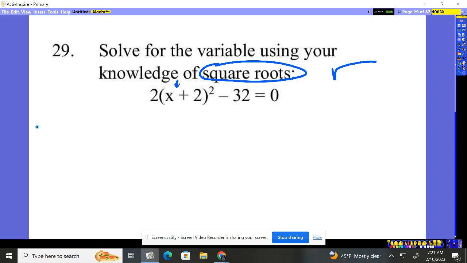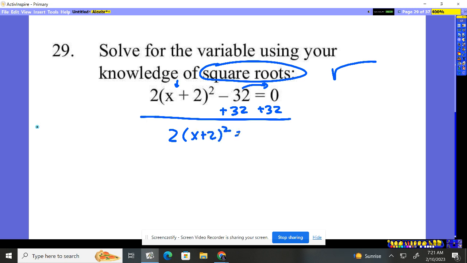So the first step is we need to move this 32 over to the other side. Get rid of that subtraction there. So we just move the 32 over to say, hey, this 2 times (x plus 2) squared has to equal a positive 32. And that makes sense because if that whole thing is 32, minus the 32 would give you 0. Now, we need to get rid of this multiplying by 2.